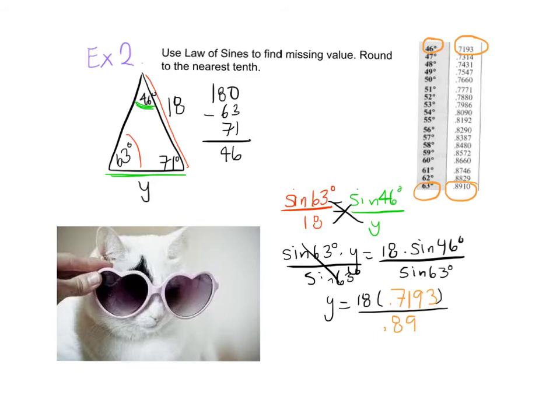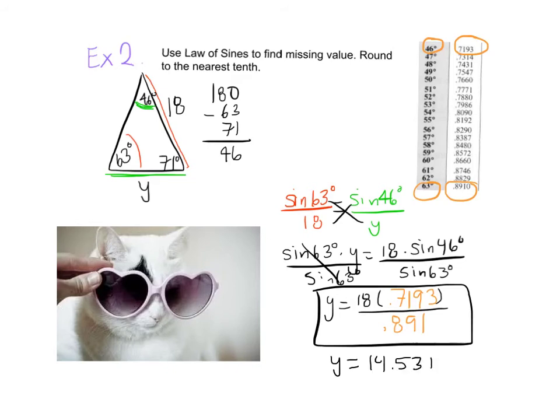It's 0.891. Now, for you, on a homework assignment or on a test or a quiz, this would be where you would stop. Since I did the calculations, I can go a little bit further, and I do want you to write this down. If you multiplied and divided, you would get y equals 14.531 repeating, which means if we round to the nearest tenth, since that 3 does not affect the 5, I get y is approximately 14.5. That's the distance of that one side.